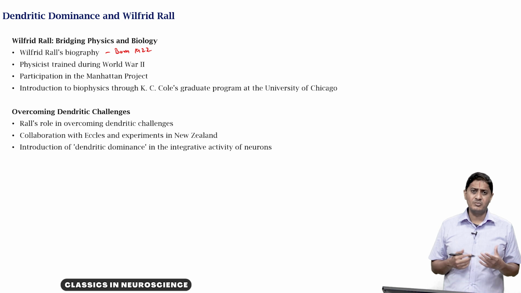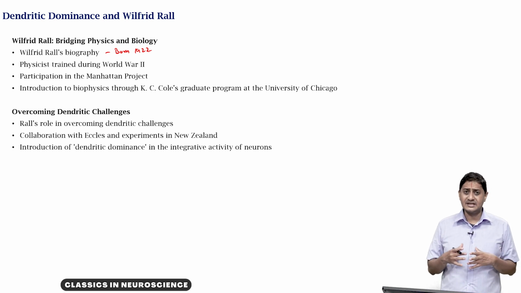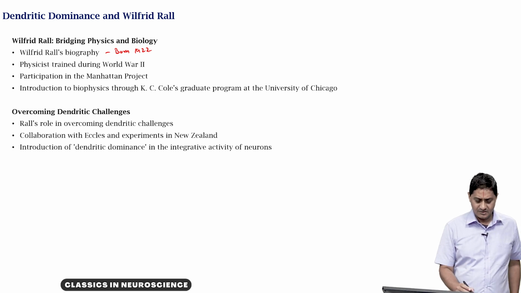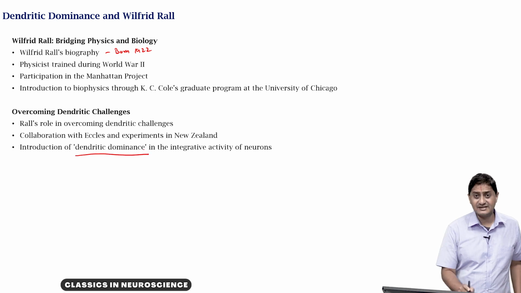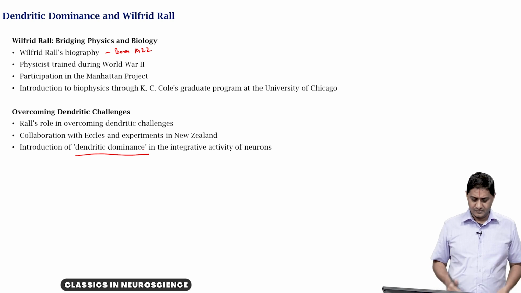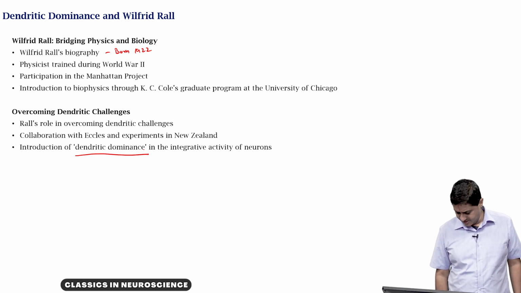So, he performed a whole bunch of analysis, and he was interested in reducing the number of dendritic branches into a single cylinder to analyze. However, all these papers were rejected due to various reasons. This set of experiments and analysis began what came to be called the dendritic dominance in integrative activity of neurons. This is the notion of dendritic dominance.